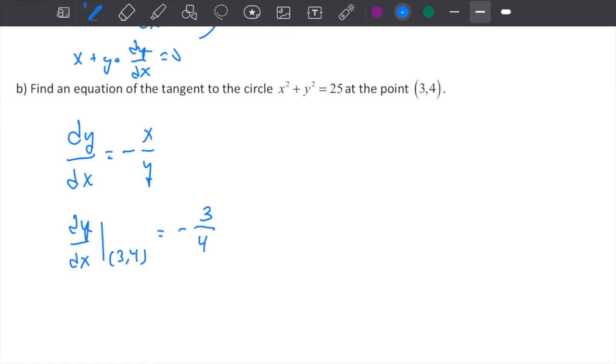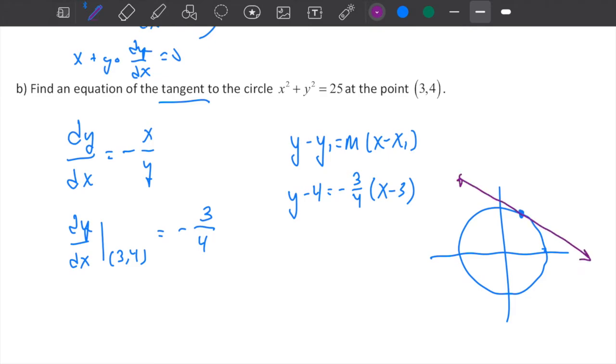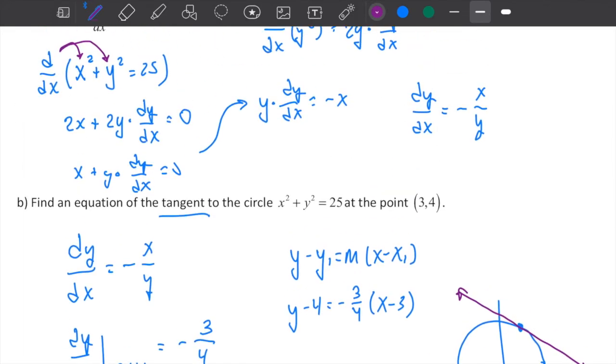Our tangent line: y minus y1 equals m times x minus x1. I'm going to keep on using point-slope form. We have y subtract 4 equals our slope, negative 3/4, times x subtract 3. And thinking on our circle, (3, 4) is there, and it makes sense that we would have a negative slope for that tangent line. We used implicit differentiation.